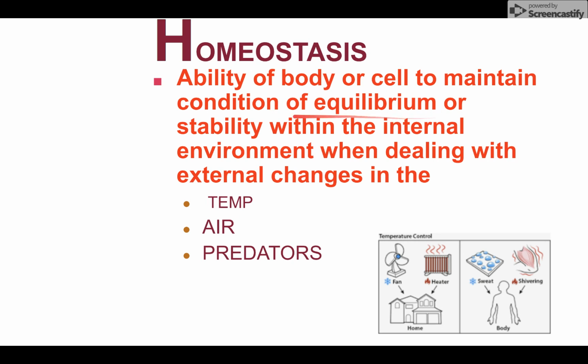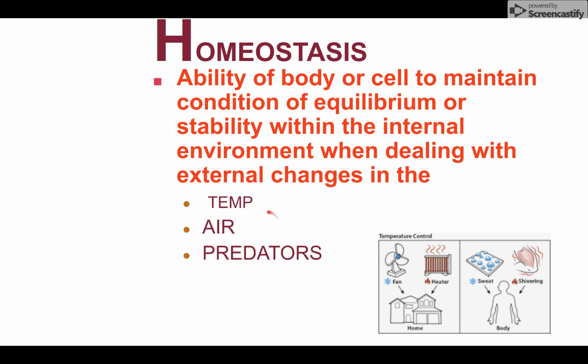So in this reading, what it says here is the ability of a body or a cell to maintain a condition of equilibrium or stability within the internal environment when dealing with external changes. So examples are changes in temperature of the environment. When the weather is hot, your body would undergo some processes that would try to make sure that your internal core stays at 37 degrees. And so when the environment is hot, your body would try to release heat by sweating, and that sweat helps to cool off your system, and that way your body stays at a constant temperature.